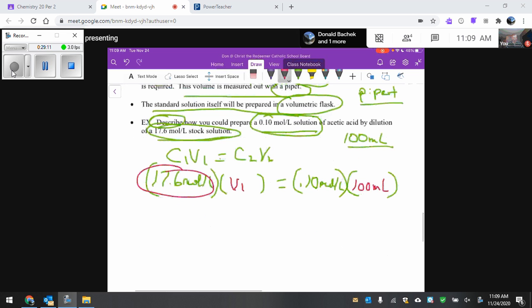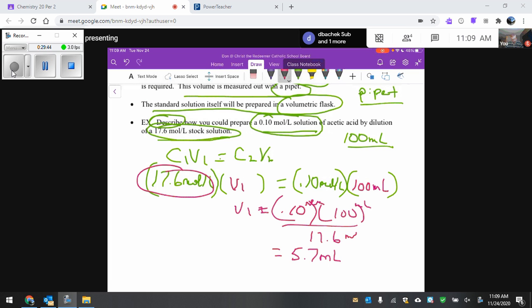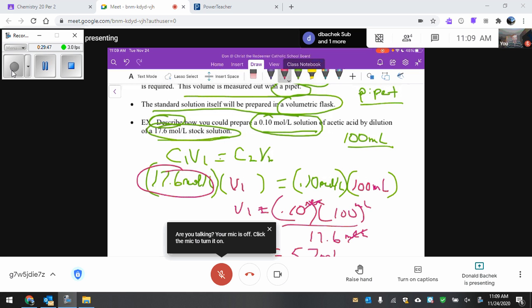If I solve for that, V1 is 0.10 times 100 divided by 17.6. Yes, you'll use units, of course. I'm going to need 5.7 milliliters. This was moles per liter here, this was milliliters, moles per liter and moles per liter cancel, and we're left with milliliters.